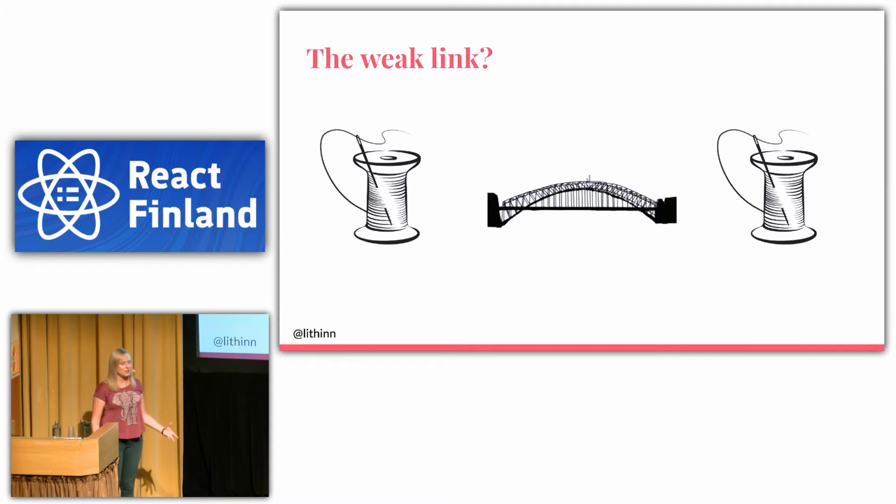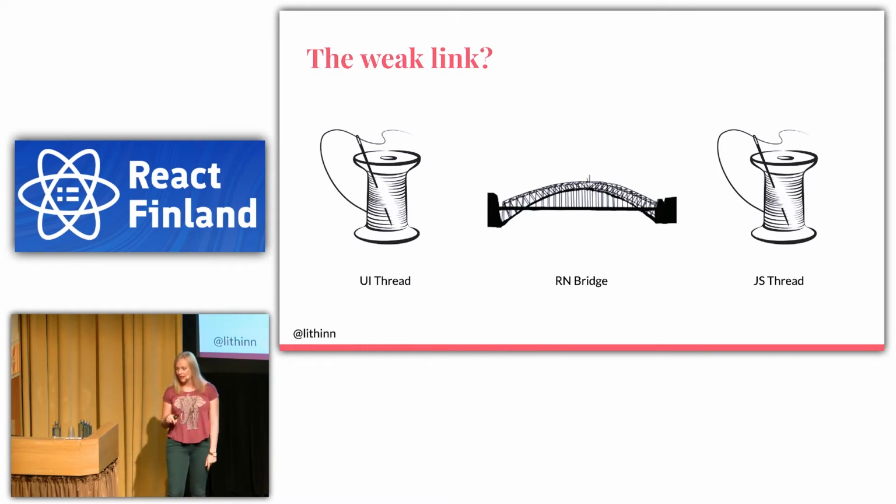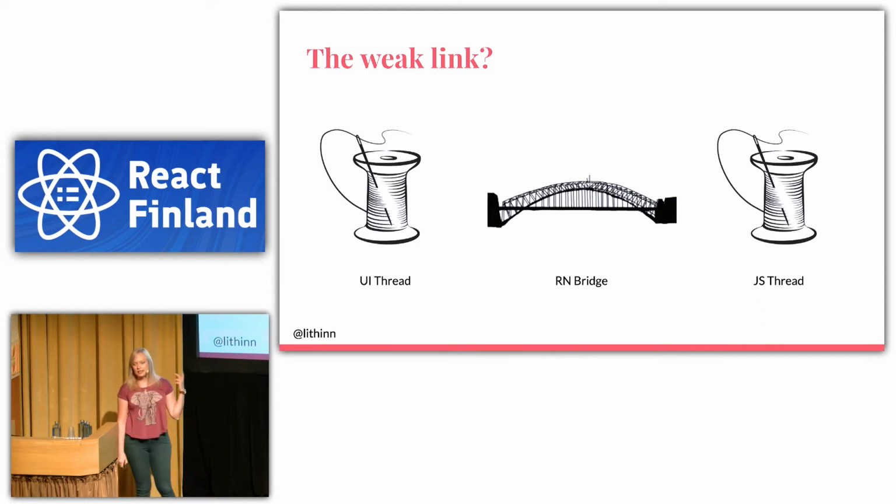When we were trying to figure out what is slow about a React Native app, we first needed to figure out the reason it was slow, what the weak link was in the architecture. So this is the architecture of React Native, although it might not look like it. We've got two threads and a bridge that connects them: the UI thread and the JavaScript thread, and then the React Native bridge that communicates between the two of them.